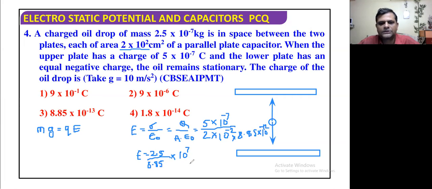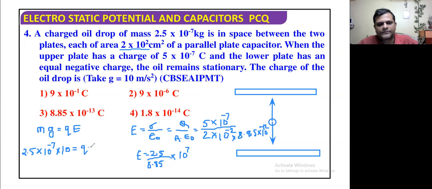Yes. So this is the electric field. If we just put it here, then we can get the charge on the oil drop, which is to be found out. So Q will actually be, so M is going to be 2.5 into 10 raised to minus 7. G is going to be 10 approximately.